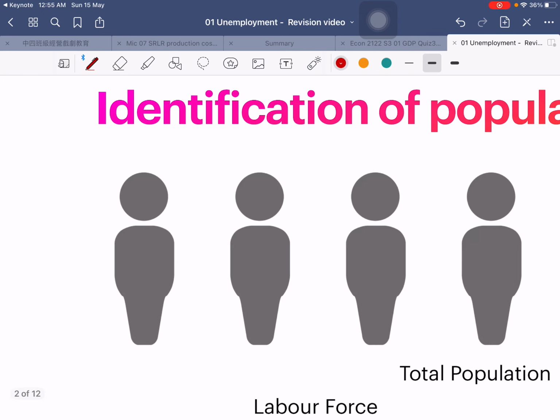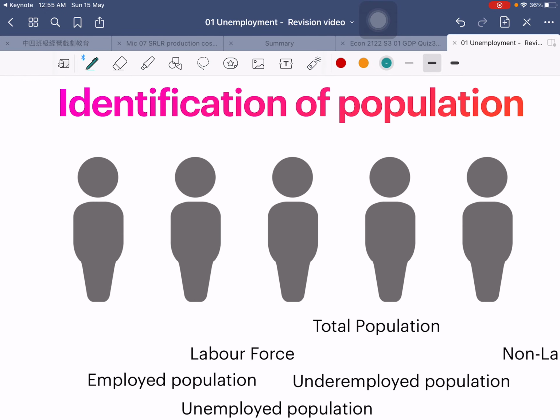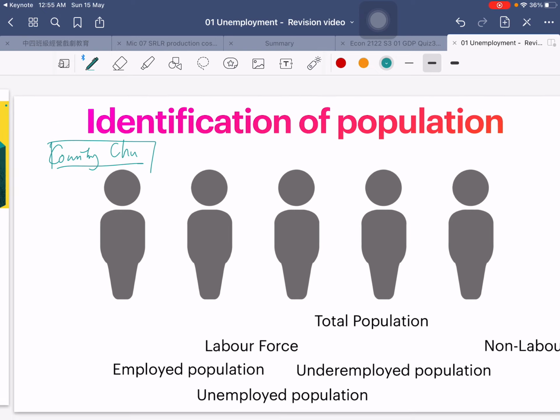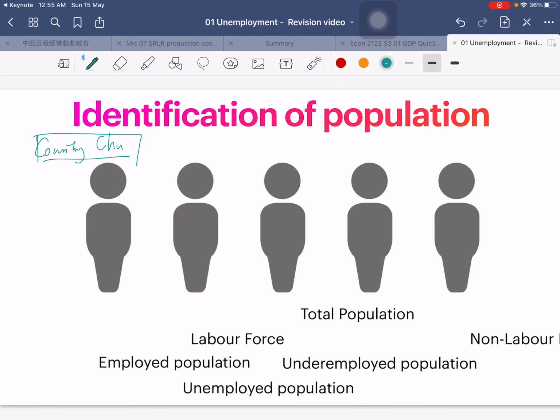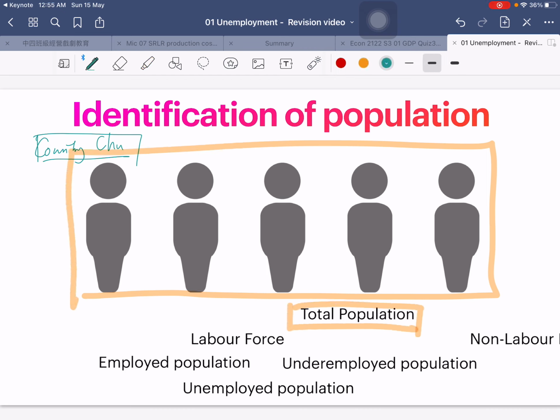The first part is the identification of the populations. Simply, let's say this is a country. I'm the king here. So let's say in this country kingdom, there are only five people, and I would say this is the total population. Total population equals 5. Simple.